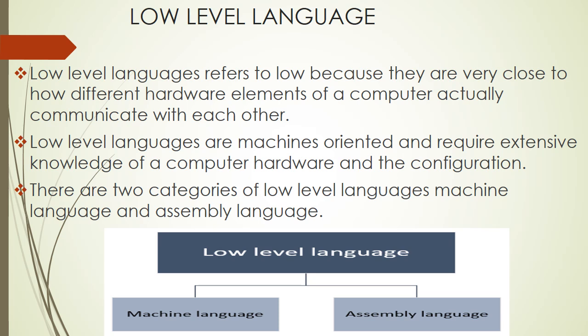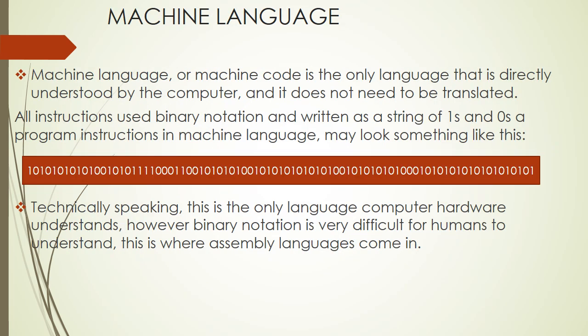If we are to provide examples of low-level languages, the best way is to name machine language and assembly language. They also have their functions, but they are under low-level languages. Technically, machine code or machine language goes by those two names. Machine language can also be represented as machine code. It's the only language that is directly understood by the computer and it does not need to be translated.